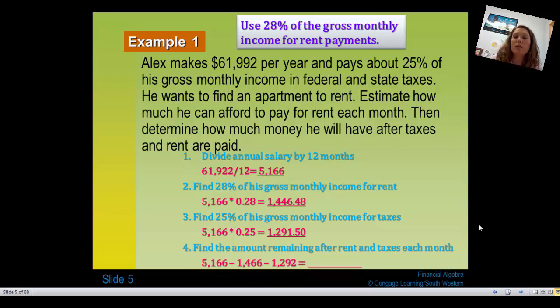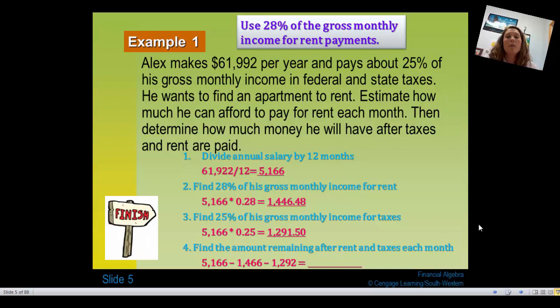And then finally we find the amount remaining after rent and taxes each month. So we take his gross monthly income minus his allotted percentage for rent minus what he pays for taxes, and you get an answer. So I should see all of these in your notes, and then you need to finish that subtraction piece in number 4 and get your final answer.